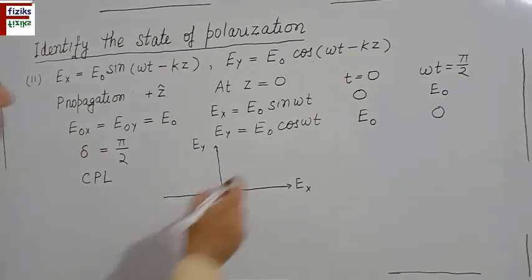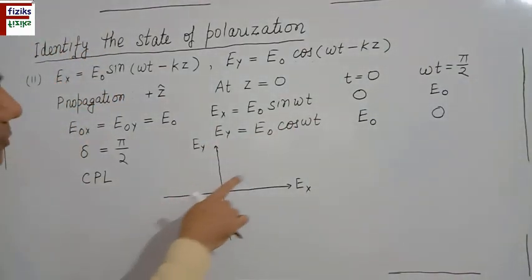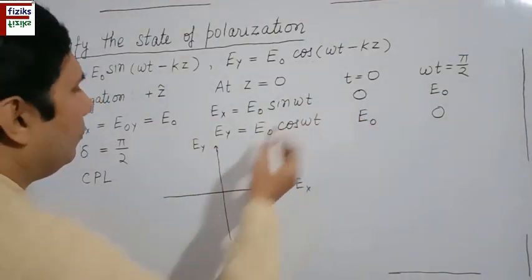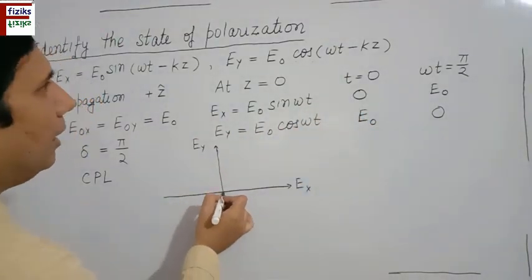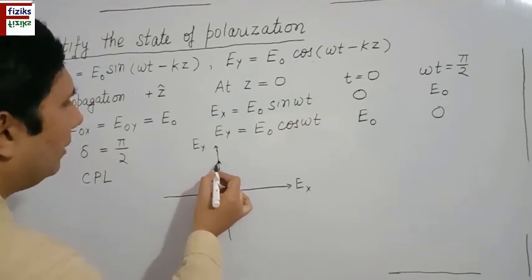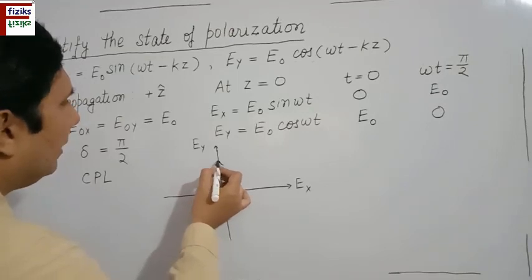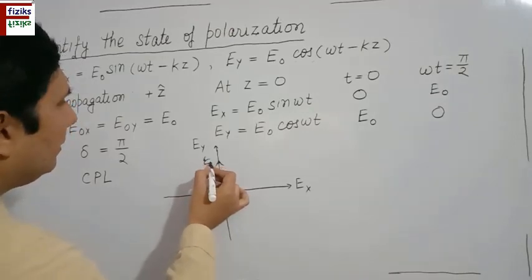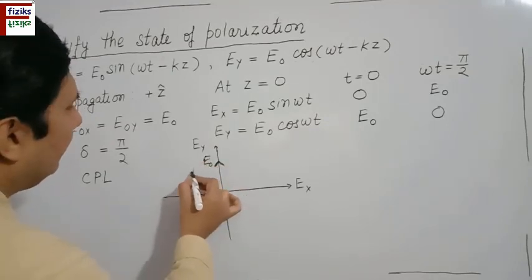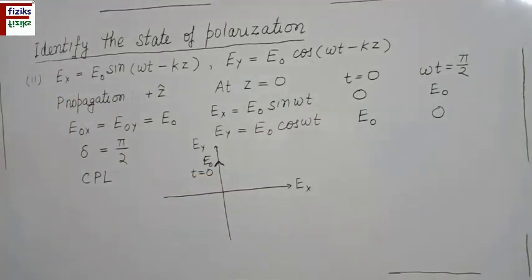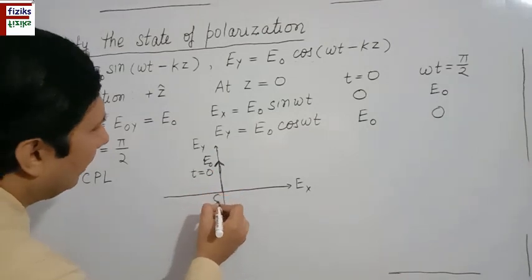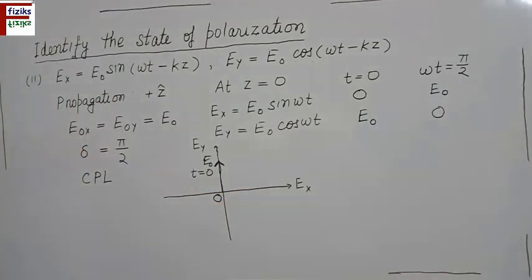So now first we will draw the electric vector on this Ex Ey plane at t equal to 0. At t equal to 0, the Ex component is 0 and the Ey component is E naught. Suppose at this point we have E naught. So this is E naught here, this is E naught here. So this is the position of the electric vector at t equal to 0. This is the representation of the electric vector at t equal to 0.